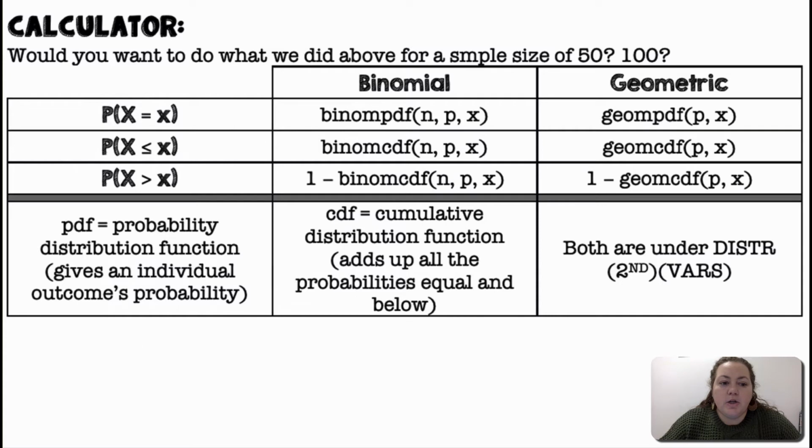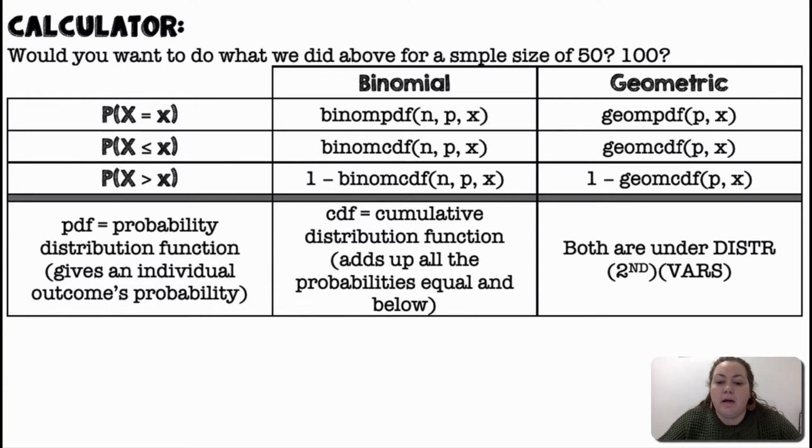All right, so would you want to do this, what we did above, if we had a sample size of 50 or 100? No, probably not. So we have different calculator functions that we can use. If it is equal to a number, then we're using a PDF. If I'm solving a probability where it equals exactly this number, it is precise. So I think of precise, exact, as my P for PDF, which is probability density function.